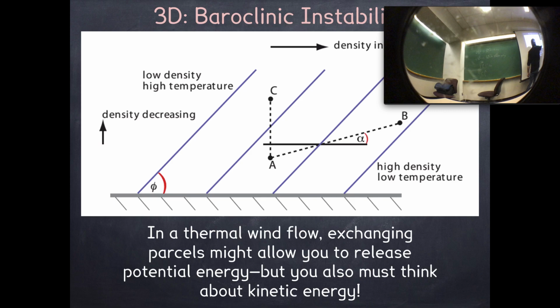So the first thing that Vallis wants you to contemplate is whether this is stable or unstable to just swapping parcels. If I take this point A and swap it with point C, what should I expect to happen?